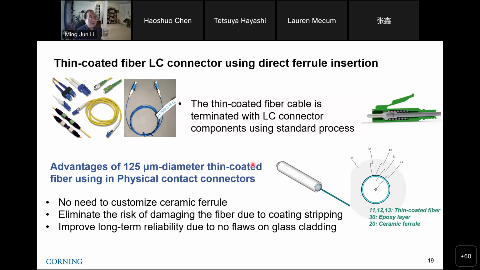Because we don't strip the coating, the fiber with coating is like the standard diameter fiber. So we can insert the fiber with coating into the connector ferrule to make connectors. In this way we can reduce the damage on the glass significantly, because now the glass has a thin layer of coating. We also think it can improve the long-term reliability, because there is no flaw on the glass when you insert the fiber into the ferrule.